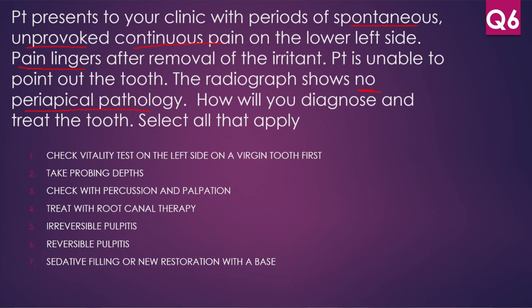Yes, so this is a good option. You will check that. Select all that apply again. So check the vitality of the tooth. First start with the virgin tooth always and then check the other one. Always check the probing depth, because from the earlier question you remember that if you have a fractured tooth, it would also hurt on chewing, but it would not be a continuous pain. It would only be a sudden pain when you're chewing.